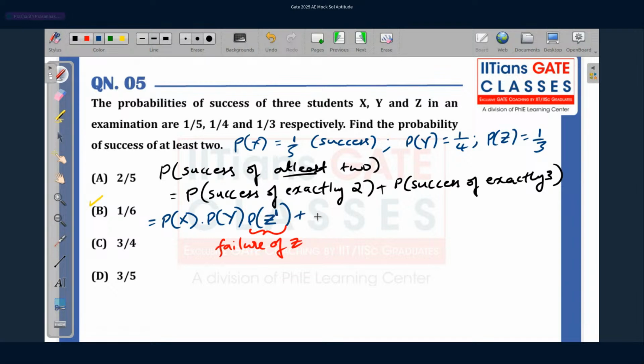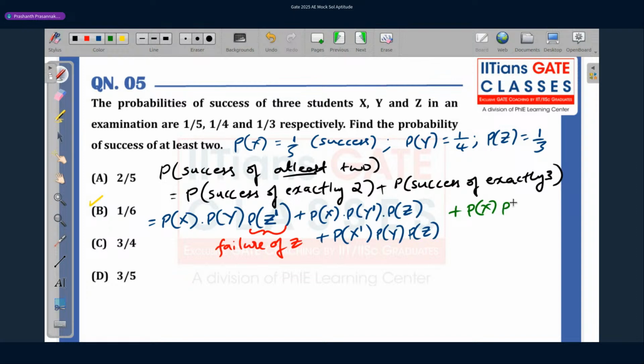Plus probability of x, probability of y dash into probability of z, plus probability of x, x dash, probability of y into probability of z. The first term I have failure of z, second term failure of y, and the third term failure of x. So I'm ensuring that exactly 2 are succeeding. And one more term is probability of x into probability of y into probability of z. This is for success of exactly 3. And for exactly 2 is this one.